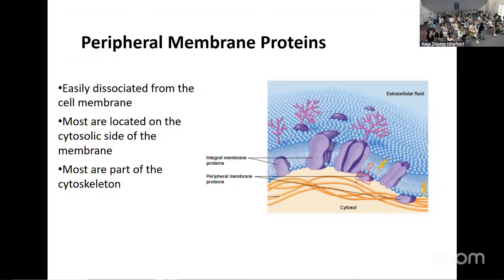So they could be on either side of the membrane, but they're often going to be on the cytosolic side, aka the inside, touching the cytosol, because a lot of them are involved with the cytoskeleton. So the cytoskeleton, basically like the bones of your cell, right, holding kind of the shape of the cell, allowing for the cell to change its shape and then move. And this is the purpose of a fair number of our peripheral membrane proteins.